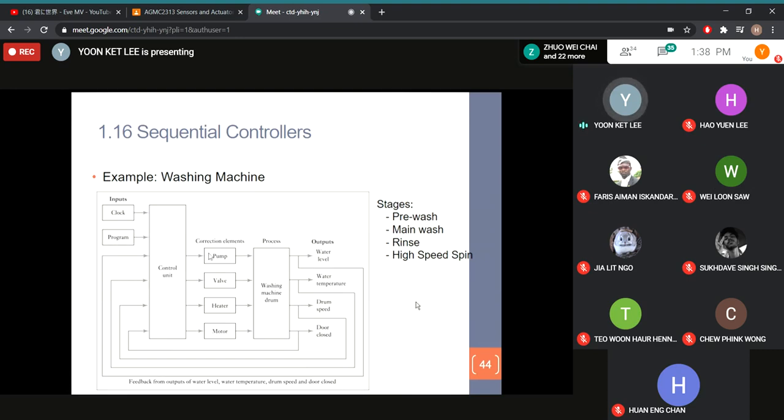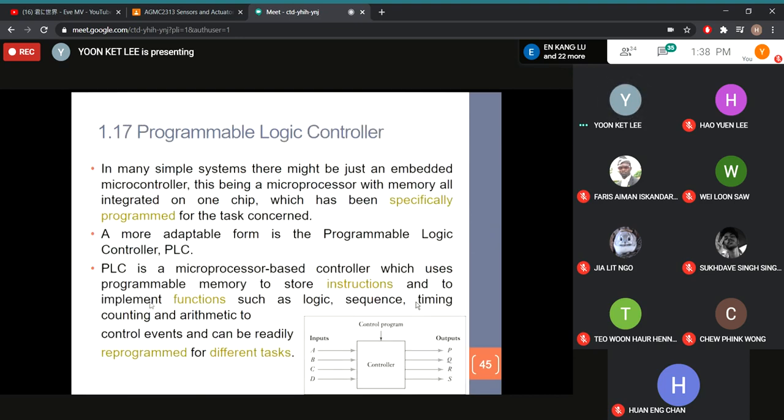So this is a very basic component for your washing machine automation system. Okay. So in this subject, we only consider the input and output to control the process. Okay, you guys don't learn the ladder logic here.